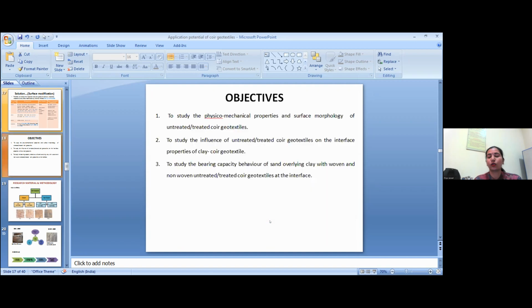So the main objective of my study is that I treated the coir geotextiles with unsaturated polyester resin, bitumen emulsion and methyl-ethyl ketone peroxide, and I studied the physico-mechanical property and surface morphology of untreated and treated coir geotextile. I studied the influence of untreated and treated coir geotextiles on the interface property of clay and coir geotextile, and studied the bearing capacity behavior of sand overlying clay with woven and non-woven untreated and treated coir geotextile at the interface.